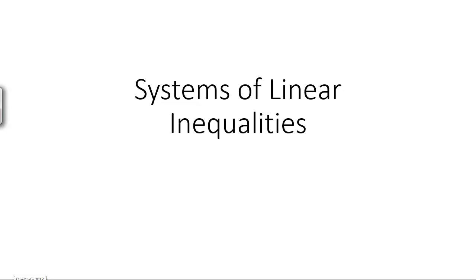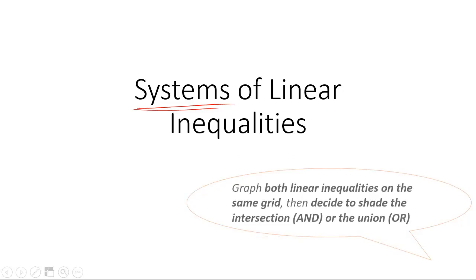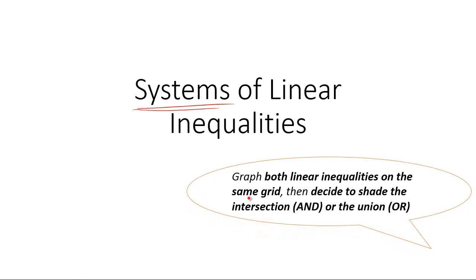This lesson is on systems of linear inequalities. So if you look at the title, it tells us we have a system that includes two or more linear inequalities. So essentially, we're going to be graphing both linear inequalities on the same grid and then deciding whether we are asked to find their intersection or their union. So whether we want just the common part or everything that is included in both.